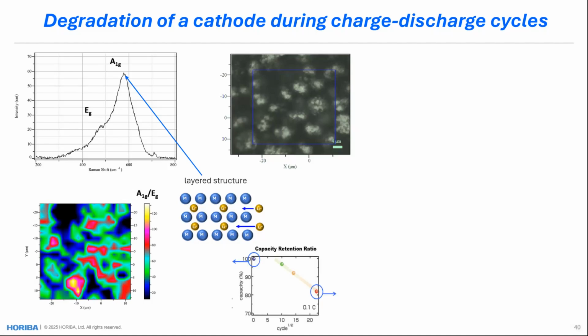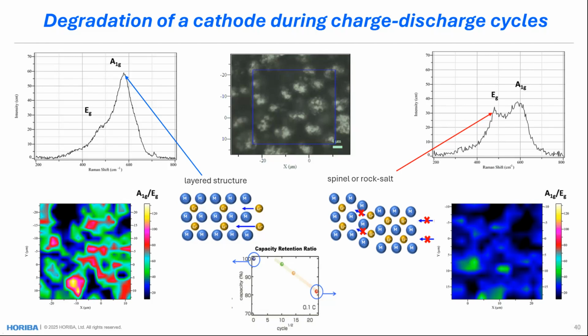Now, when we do cycling, we see the capacity retention ratio, so the capacity of the battery goes down. Let me see what happens if we apply Raman spectroscopy. The spectrum becomes quite different. This is because the structure of the material has changed.